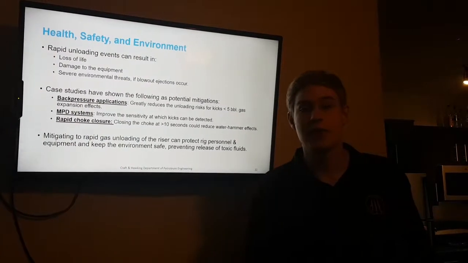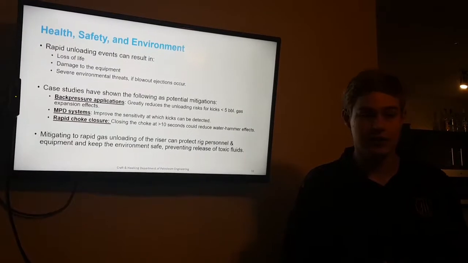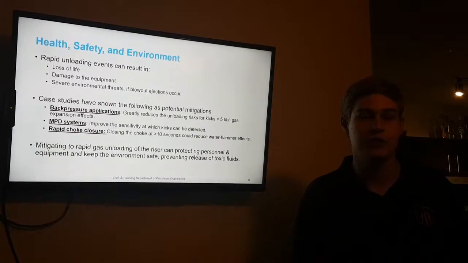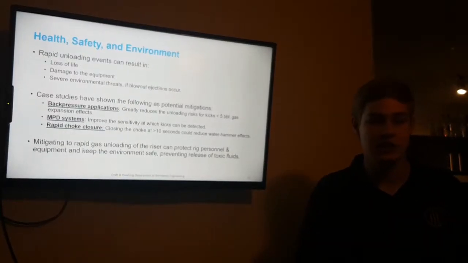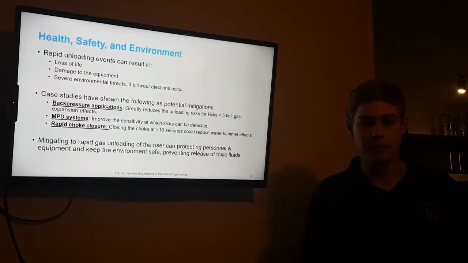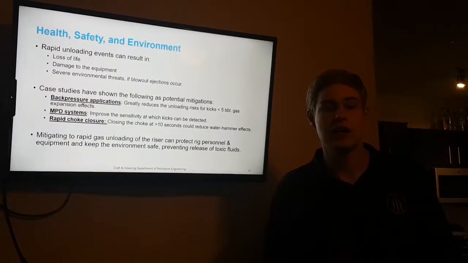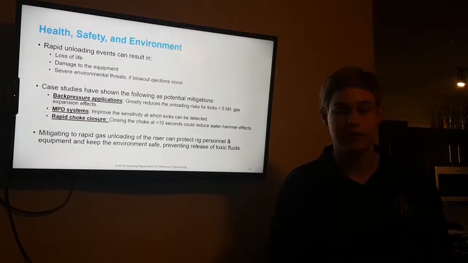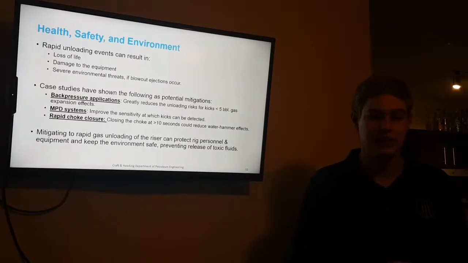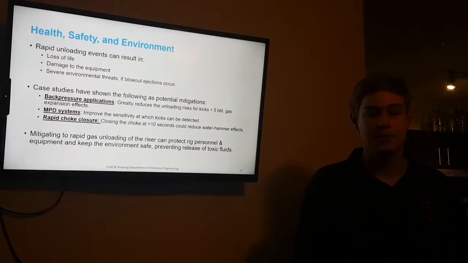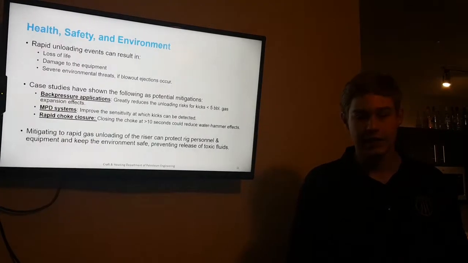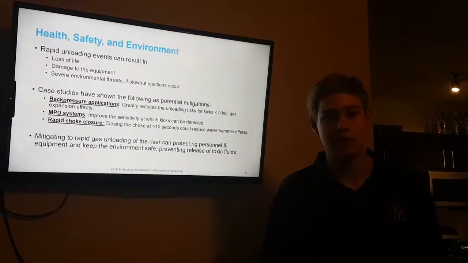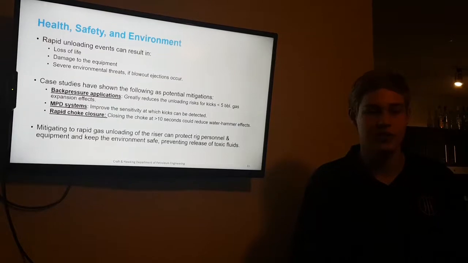For the health, safety, and environment, rapid unloading events do cause loss of life, damage to the equipment, and can cause severe environmental threats to marine environments if injections occur. And to help mitigate these risks, we have back pressure applications, and that greatly reduces the unloading risk for kicks that are less than 5 barrels for the gas expansion effects. And we also use MPD systems as well as rapid choke closure, and these mitigations really help keep both your equipment safe, the people, and the environment overall a lot more safe.